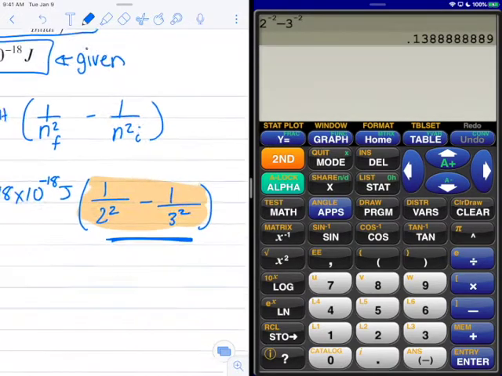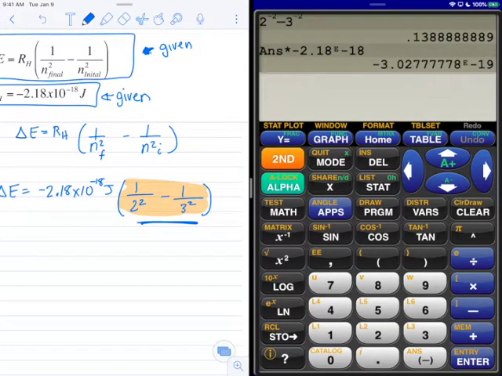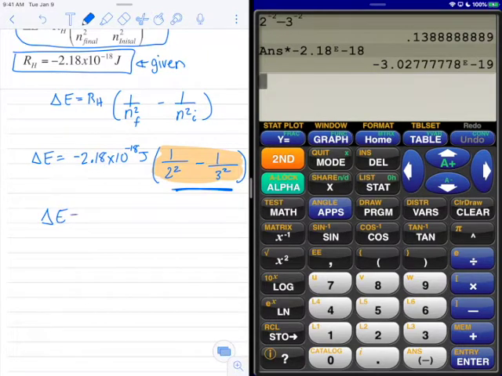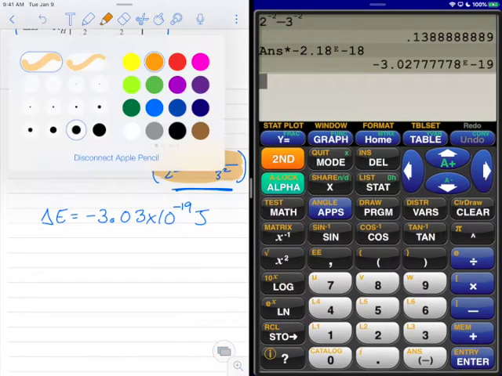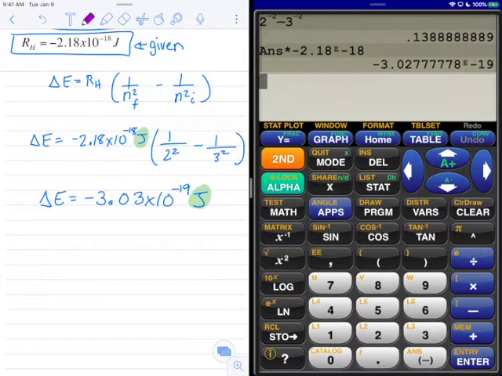Okay. After that, I'm just going to multiply it by negative 2.18 times 10 to the negative 18. And it looks like our delta E, and I'm going to go ahead and do this to 3 sig figs, is negative 3.03 times 10 to the negative 19, and our unit here will be joules. Just to make a note about sig figs, these two numbers are energy levels, so they are exact. Okay, any questions on how I calculated this or anything else? I'm going to take a screen print of this just in case you want to look over the calculation later.